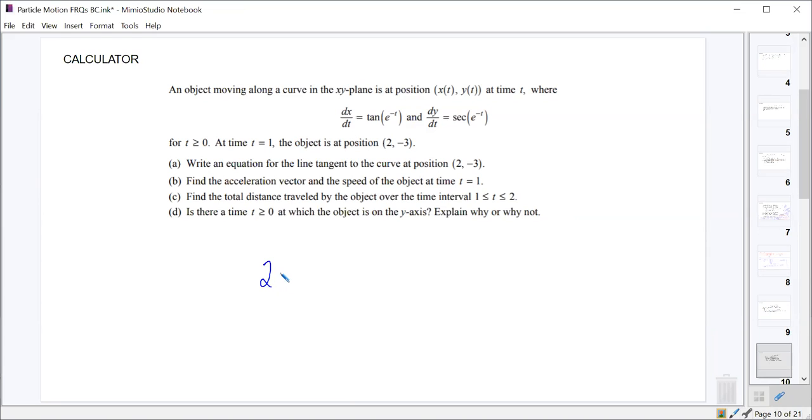Let's see here. So we'll add to that the integral from 1 to 0 of our dx dt value, which is tangent of e to the negative t dt, to figure out its position at t equals 0. If you want to, you could rewrite that as 2 minus the integral from 0 to 1 of tangent of e to the negative t dt, if you feel better about it that way.